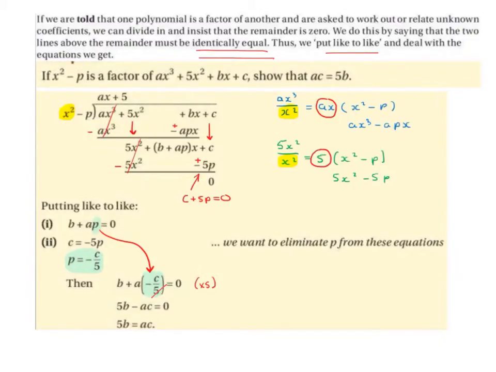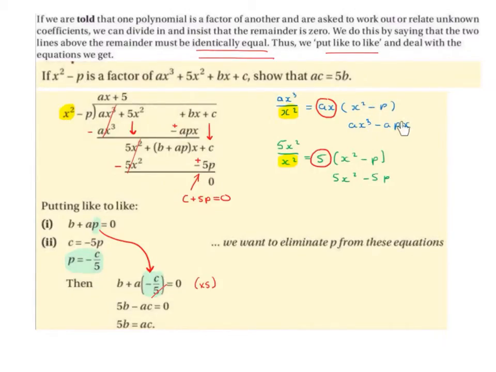Then we take the highest power of x inside the bus stop, which is ax cubed, and divide it by the highest power of x outside the bus stop, which is x squared. And ax cubed divided by x squared is ax. We then write ax on top of the bus stop, that's the first part of our factor, and multiply it by what's in front of the bus stop, which is x squared minus p. So ax by x squared is ax cubed, and ax by minus p is minus apx.